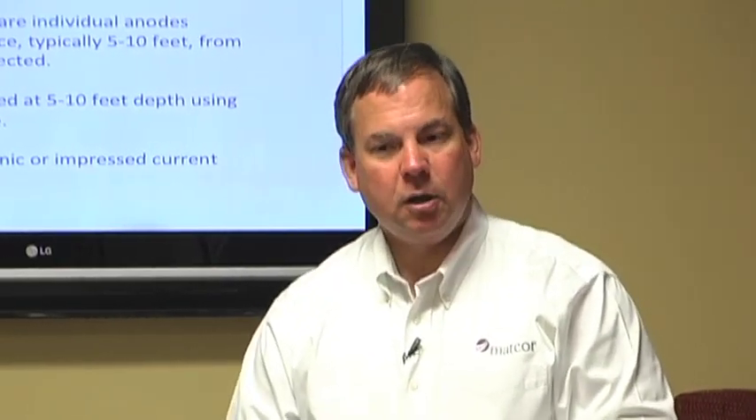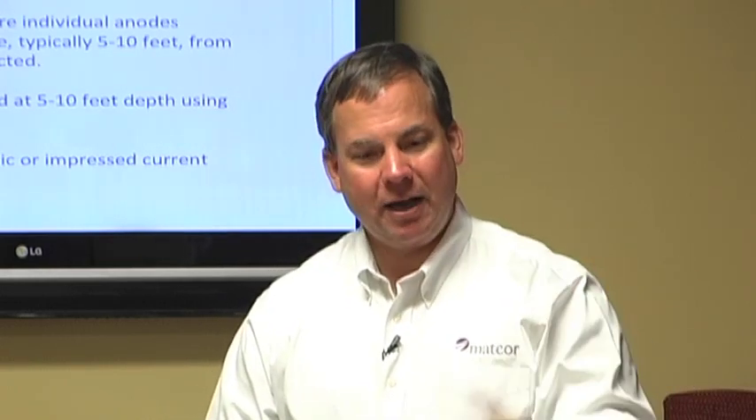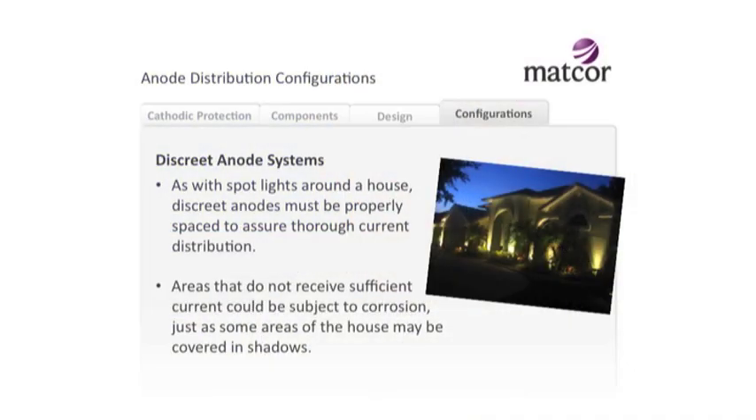Now, do those all connect to each other? You can connect them all together in one string to one rectifier, or you can connect them to a junction box and power the junction box from that rectifier. But ultimately, they would all get connected to one or more rectifiers. If you've got enough of them spread around a large facility, you may have multiple rectifiers powering banks of these discrete anodes.